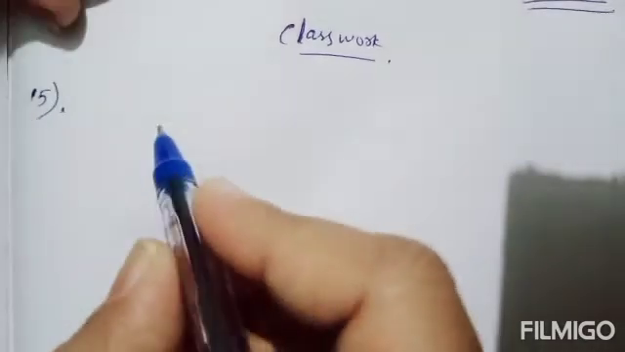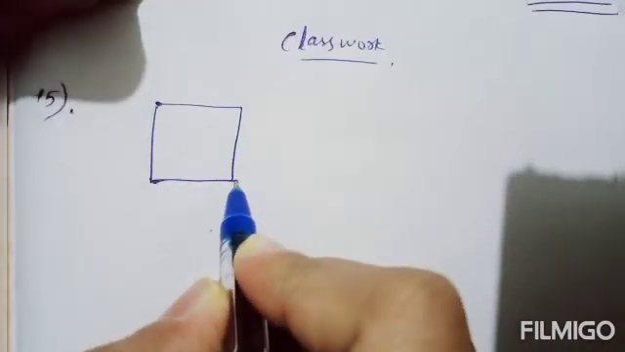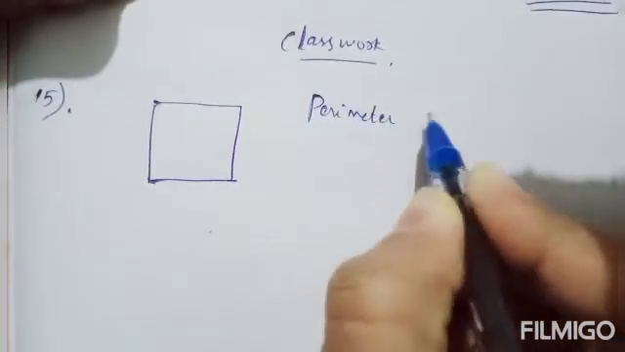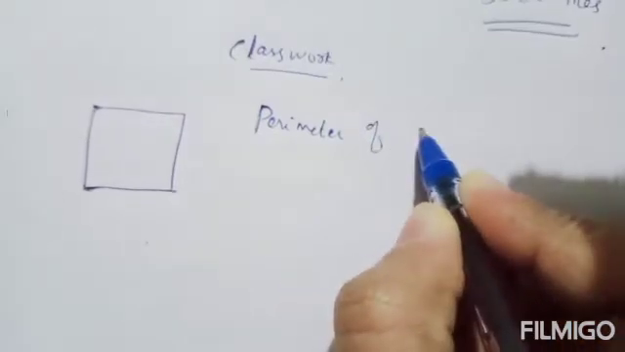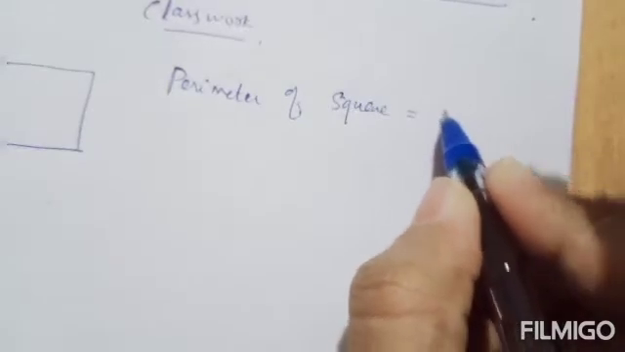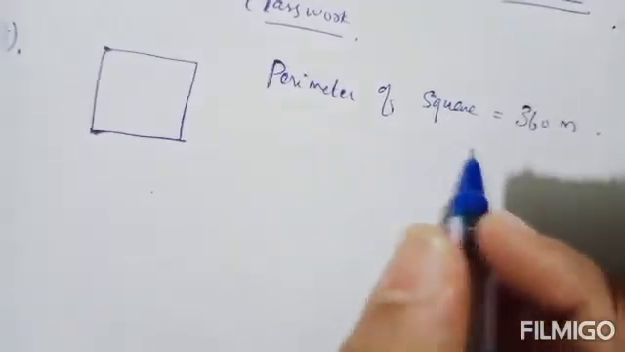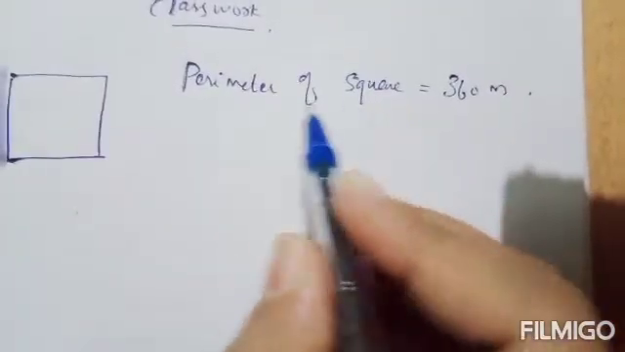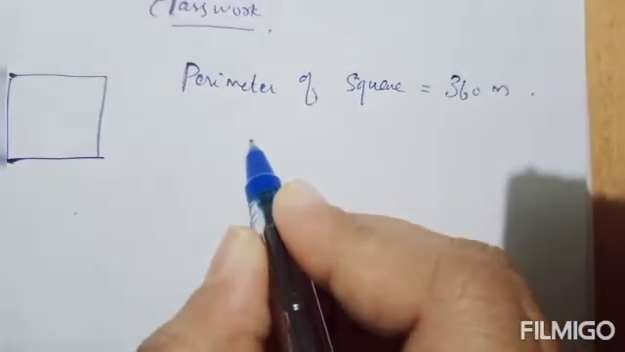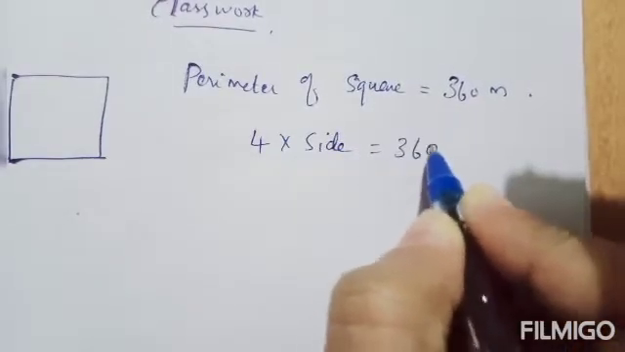So here a square plot is given. Its perimeter is given as 360 meter. Okay, perimeter of the square plot. Perimeter of square we can write equal to 360 meter, as given. You have to find its area. So for the perimeter of a square, we can use the formula. What is the perimeter of a square formula? It is 4 into side, equal to 360.